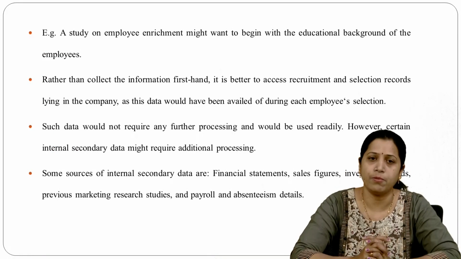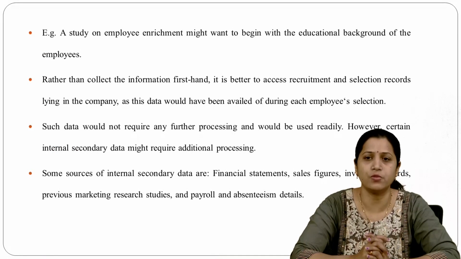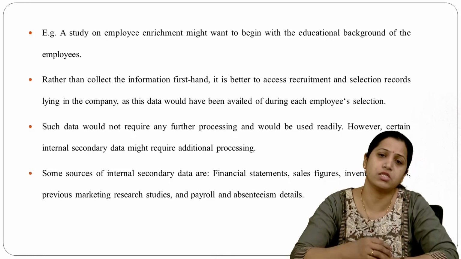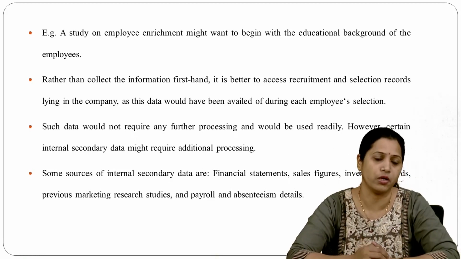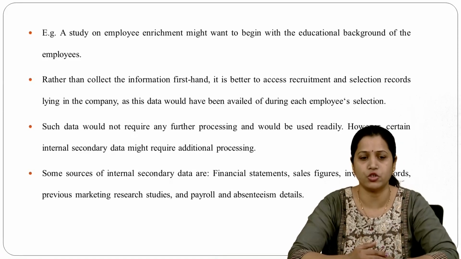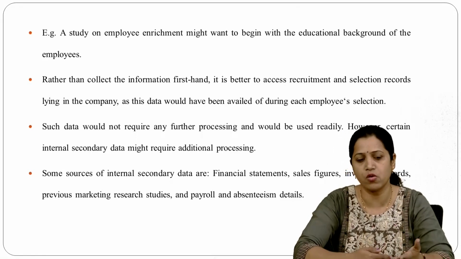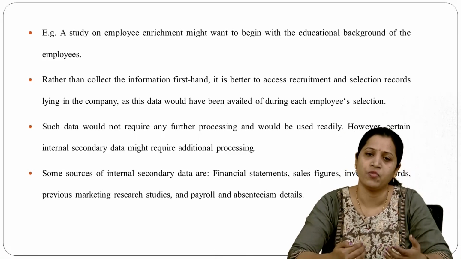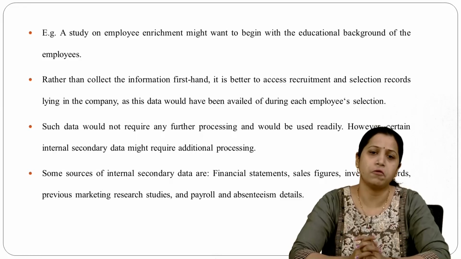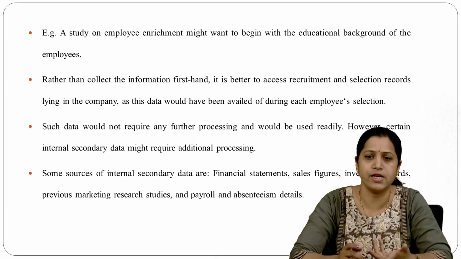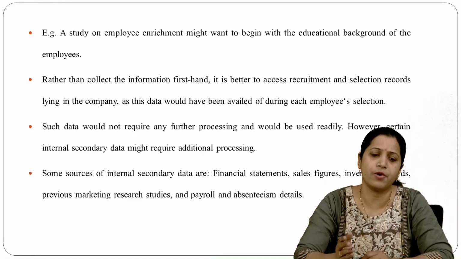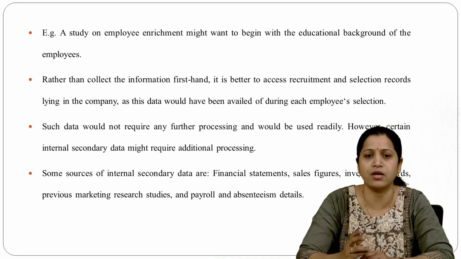For example, a study on employee enrichment might want to begin with the educational background of the employees. Rather than collecting the information first hand, it is better to access the recruitment and selection records lying in the company. Why? Because this data would have been obtained during each employee selection, whenever the recruitment process is going on, we have all the data of the applicants who have applied for the job. Such data would not require any further processing and would be readily available. However, certain internal secondary data might require some additional processing. It depends on the information and the data.